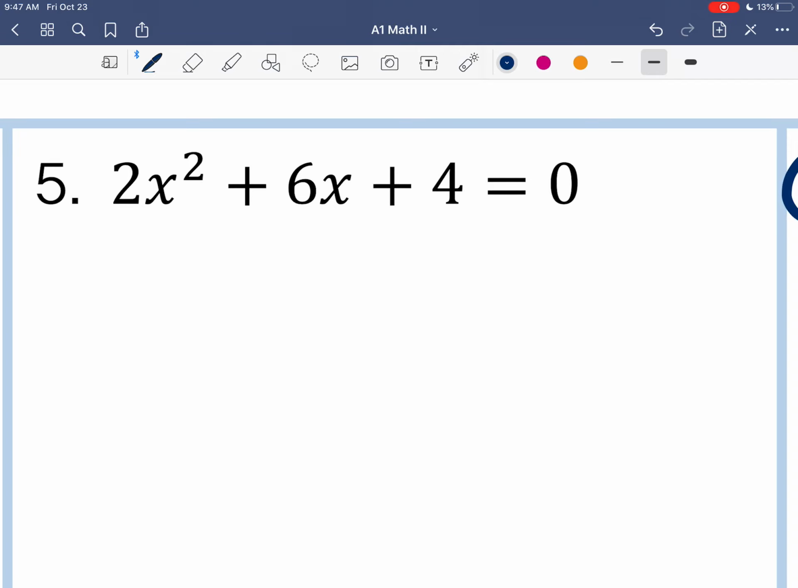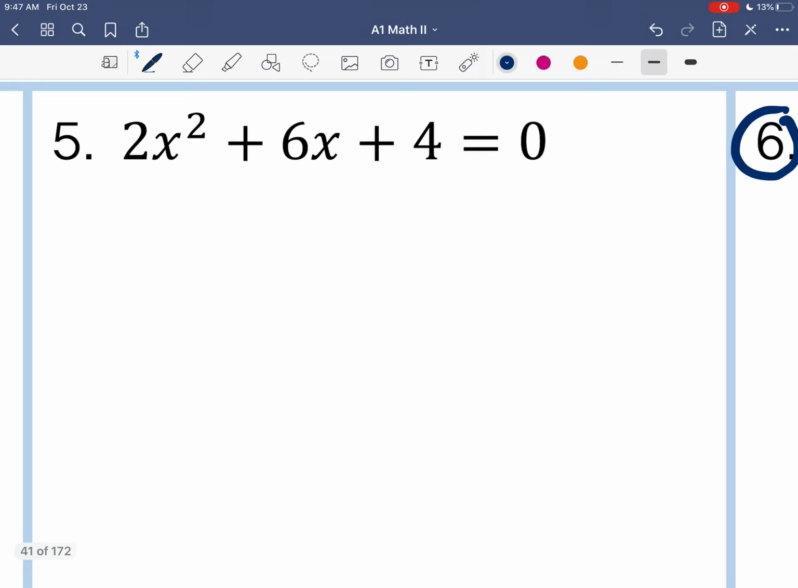So I want you to notice something about number 5 here. There is not a 1 in front of the x squared, there's a 2, which changes things. We can't factor unless there's a 1 there. It kind of throws a wrench in our factoring thing, and factoring no longer works if there's not a 1 in front of there. But I also want you to notice that 2, 6, and 4 have something in common, and that is 2, right? 2 goes into 2, 2 goes into 6, 2 goes into 4.